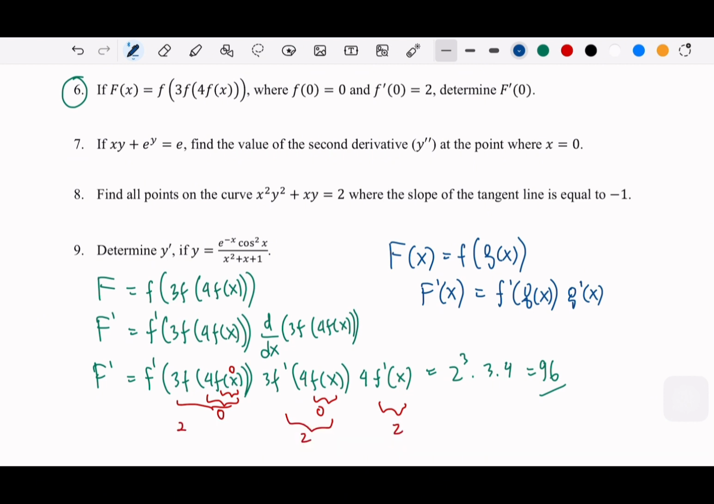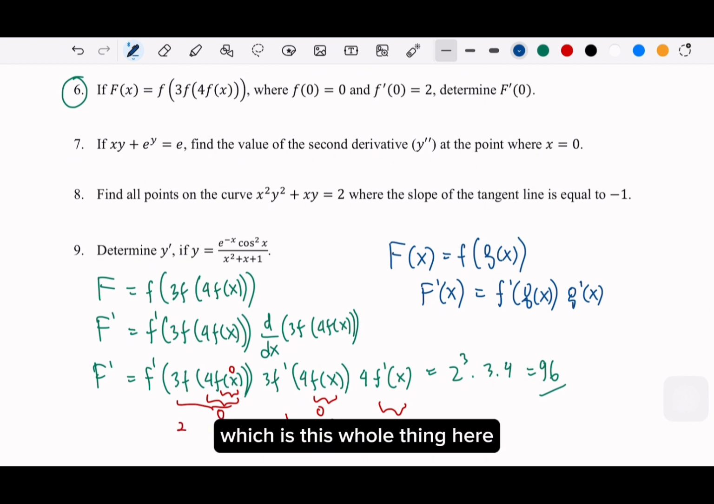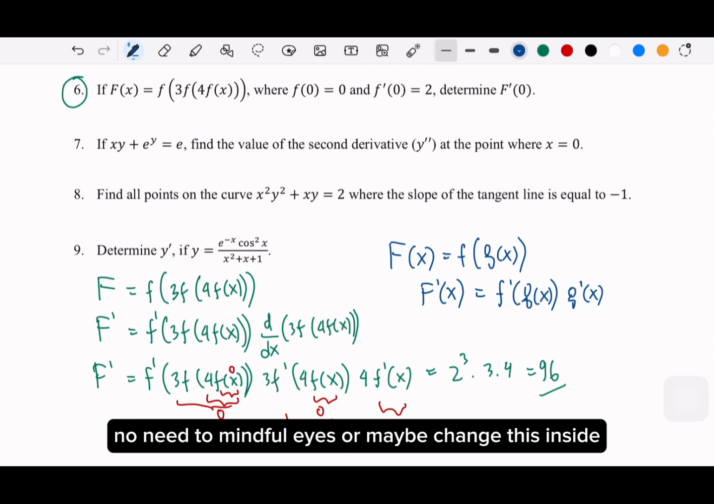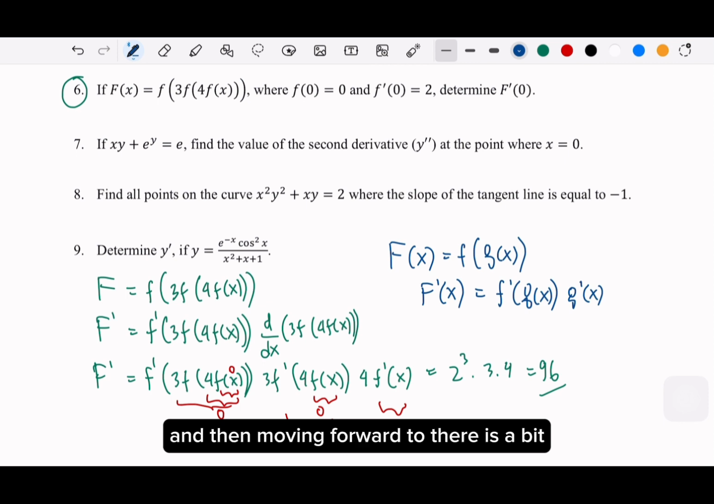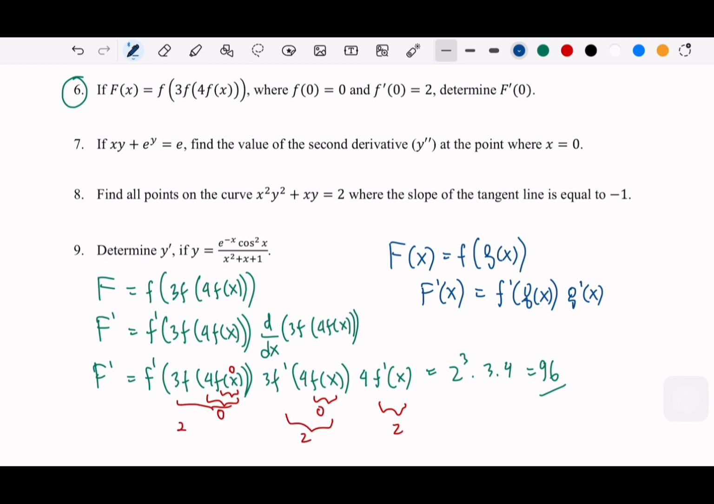So we start from the outside, which is this whole thing here. We derive it as it is, f prime, and put everything inside. No need to manipulate or change the inside here, and then multiply with the derivative of the inside here.